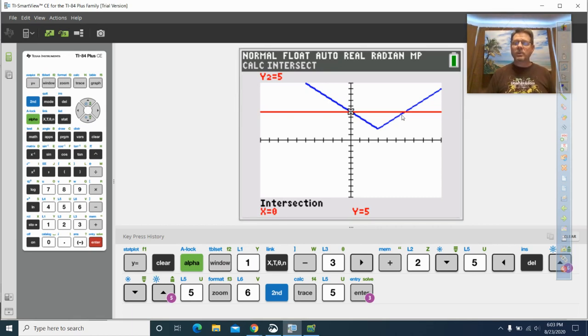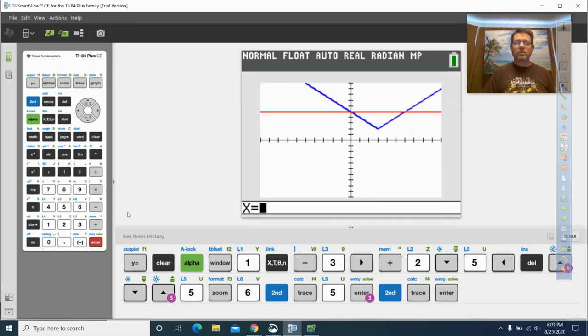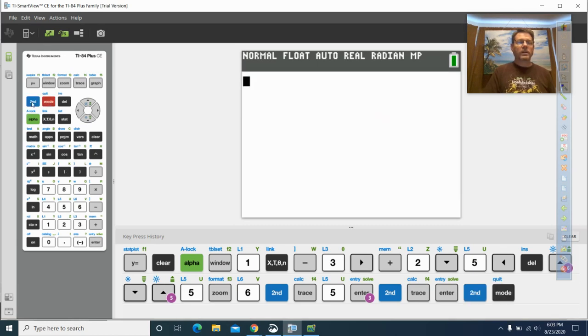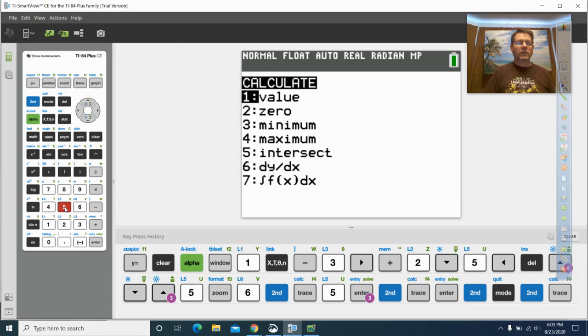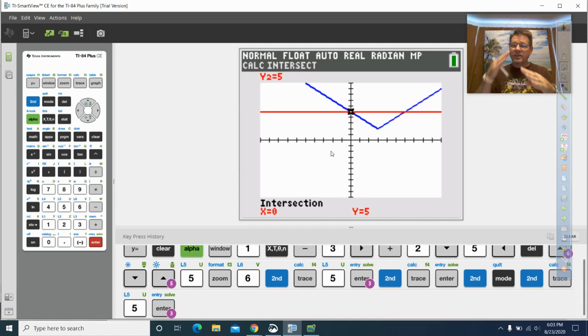Now, what about the other one though? Do I do the same thing? I'm just going to hit second calc. Whoops, that's no. Try again. Quit. Okay. Second calc intersect enter enter enter. Well, it didn't give me the other one. It worked the last time. Why didn't it work this time? Well, what it does is it calculates the nearest intersection, whatever is the closest one.